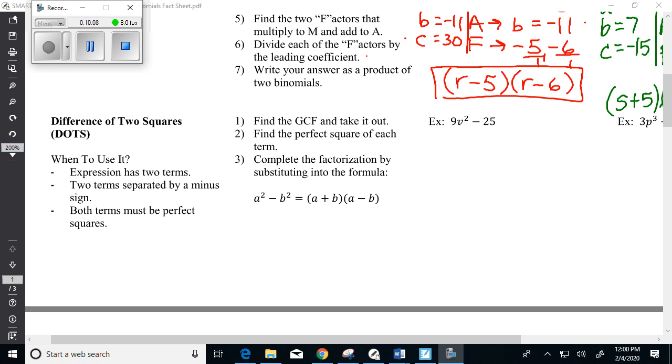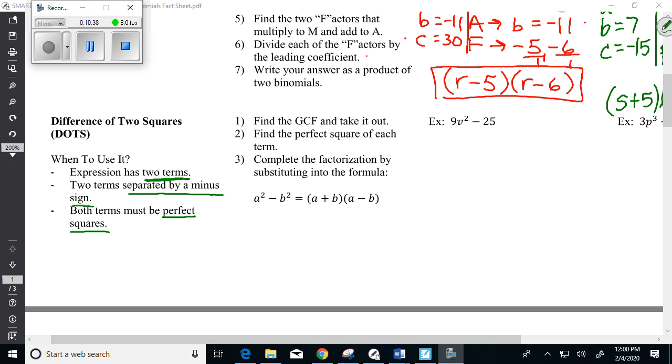Now you have to pay attention to the criteria for difference of two squares. First off, it has to have two terms. You can only use difference of two squares if your expression has two terms. It has to be separated by a minus sign, and both terms must be perfect squares. So make sure you give the problem a once over before you start solving it.